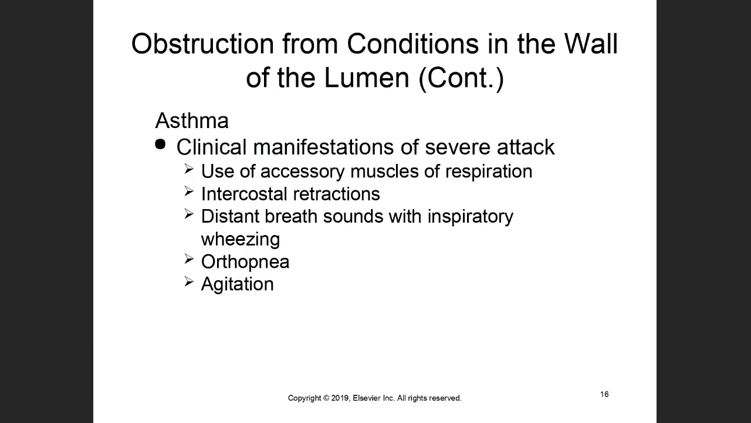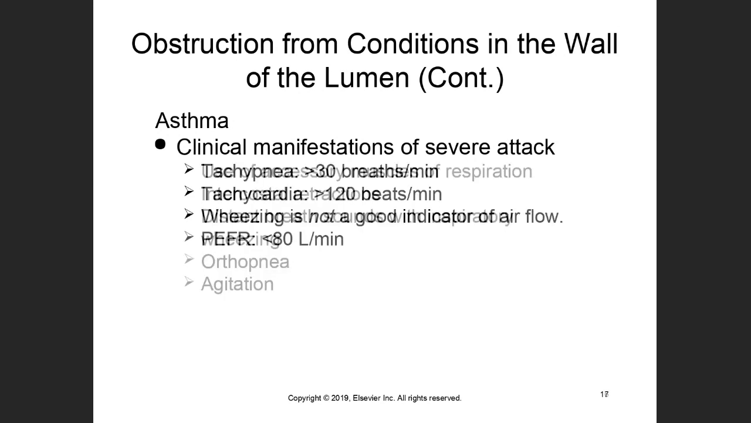Clinical manifestation of severe attack: use of accessory muscles of respiration, intercostal retraction. You could see that if you take off the upper part of the clothes of the patient, in the ribs, between the ribs, you could see the intercostal retraction. Okay? Distant breath sounds, wheezing, orthopnea. Orthopnea is when the patient, when they lie down, has shortness of breath, okay? And agitation.